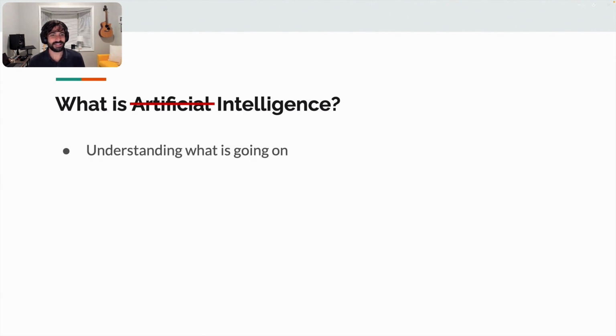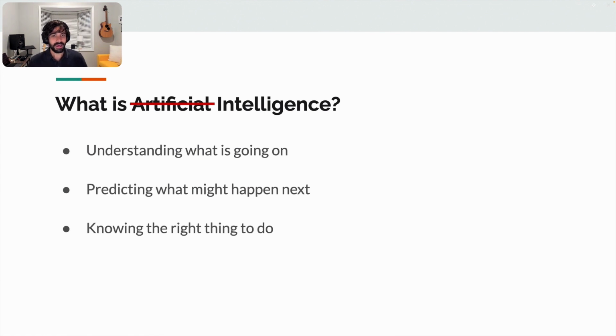So I'd say intelligence involves understanding what is going on in a situation. It also involves predicting what might happen next, having some kind of expectation about what follows from one thing to another. It's also about knowing the right thing to do in a given moment. And there are many, many other things that are part of intelligence. But I think these first three are key for what we want to talk about today.